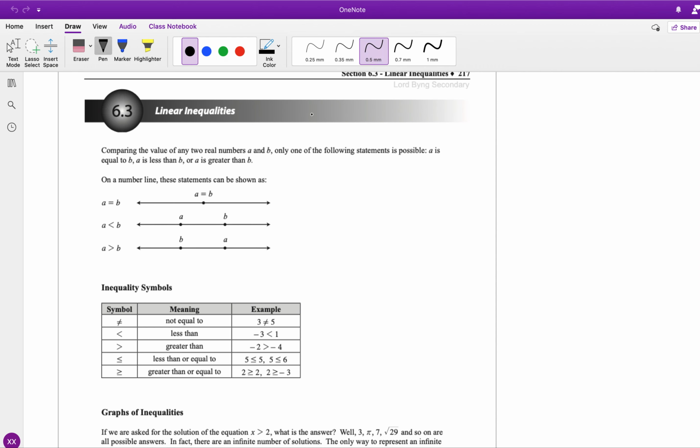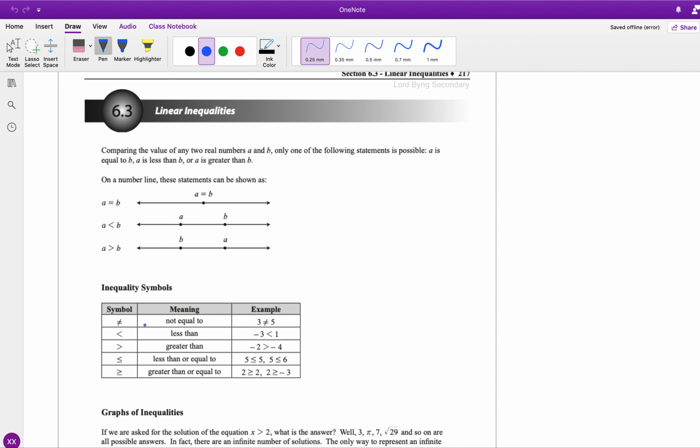Now, this recording is for linear inequalities. We have finished the linear equation. Now, this time it is not about equal, but about unequal, so inequality. Now, here we go. There are inequality symbols, equal and not equal to. So this is a symbol.